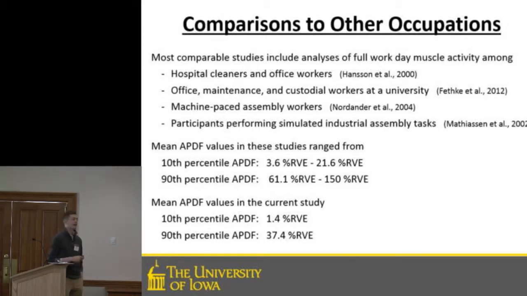So again, the ophthalmologists appeared to have slightly lower muscle activity or muscle demands in comparison to those other workers, but that's kind of to be expected, especially considering that some of these workers are doing manual labor, custodial work, assembly in a manufacturing facility, right? So we would kind of expect that.